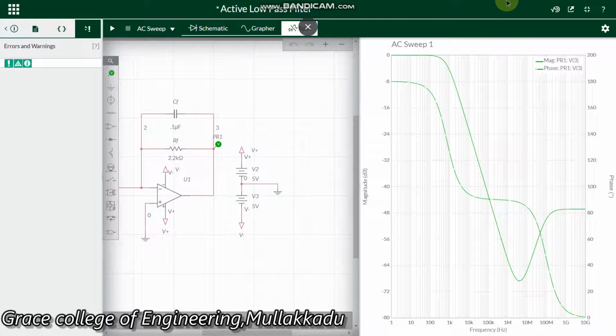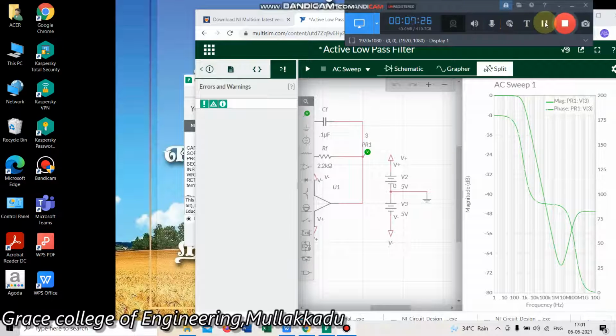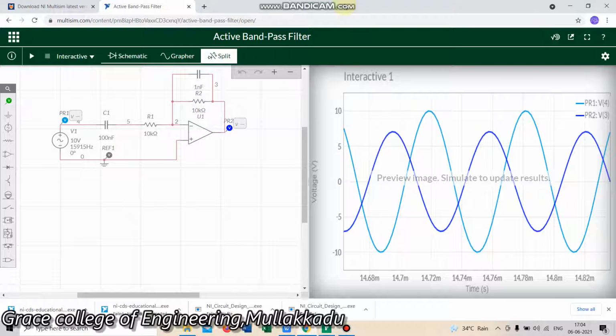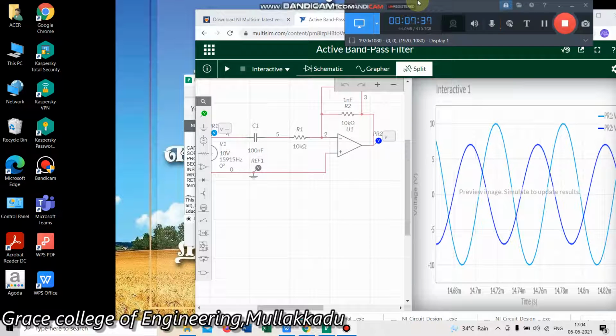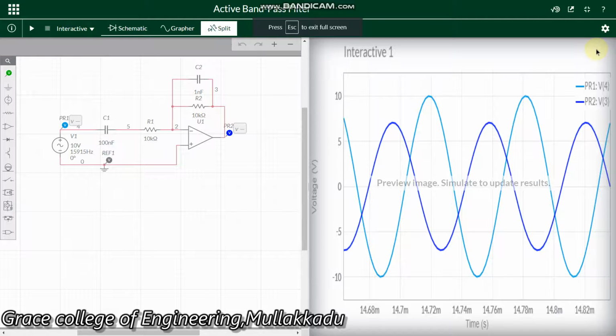Next we are going to see about the band pass filter. This is the active band pass filter. This is the active band pass filter circuit diagram. We can see that the input negative inverting terminal consists of an RC combination and the feedback terminal consists of an RC combination. This is the band pass filter.